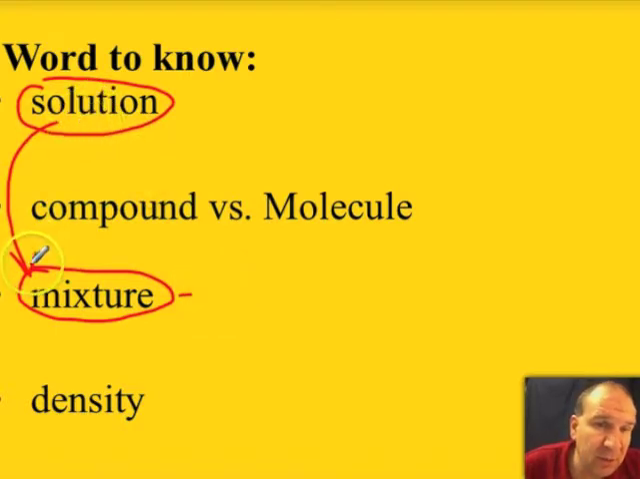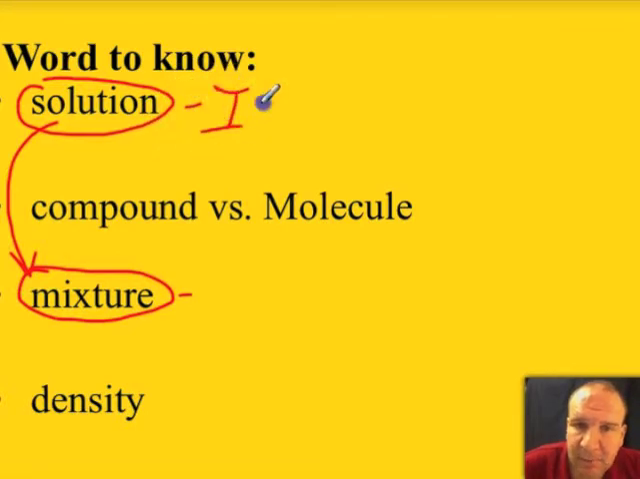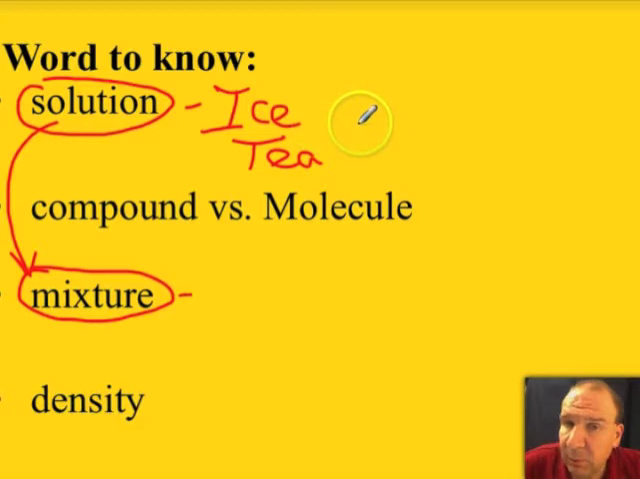It's a mixture, but it's something that's mixed evenly throughout. For example, iced tea. I had some iced tea when I got home today. So iced tea would be a solution. It's mixed evenly throughout, where mixtures are not necessarily mixed evenly throughout.